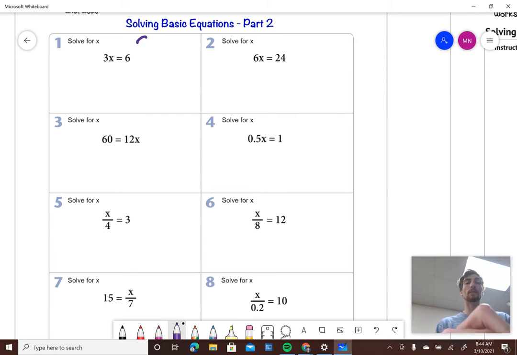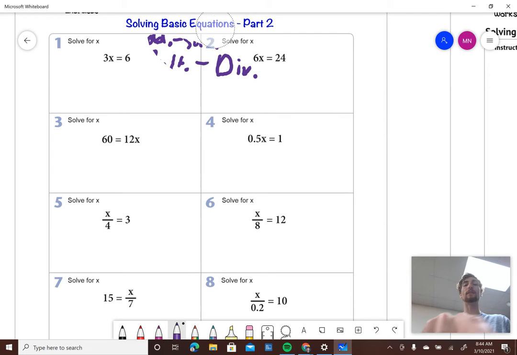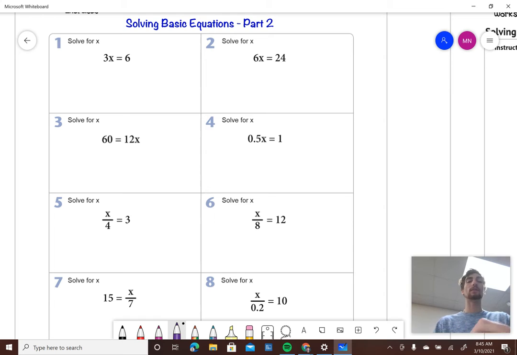Well, we know that when we wanted to undo the addition, we subtracted. So when we want to undo the multiplication, we're going to divide, right? We want to do the inverse operation, or the opposite operation. So here, instead of multiplying by 3, we're going to divide by 3.